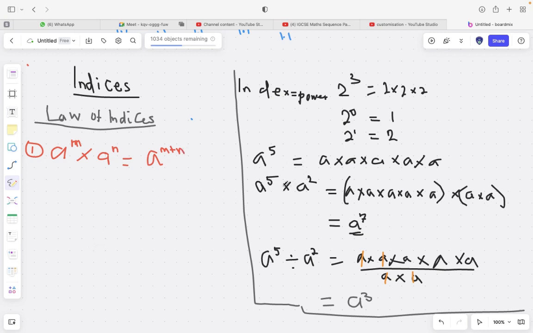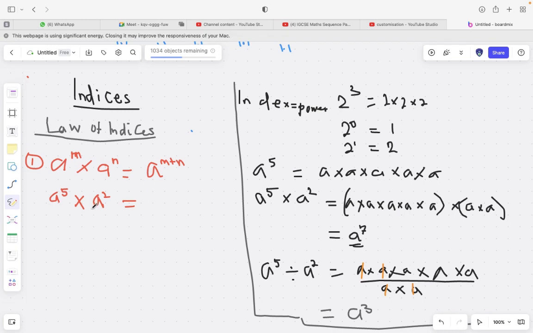Now let's apply it to this problem we solved before. If we say a to the power of 5 multiplied by a to the power of 2, the one we did manually, this first law says that since the bases are same, they're both a, write the base only once, and then add the power. 5 plus 2.